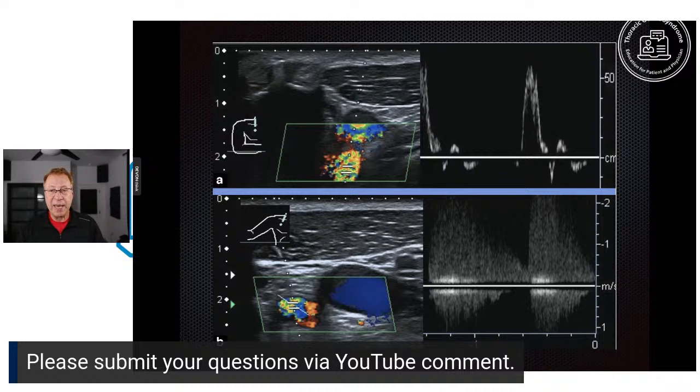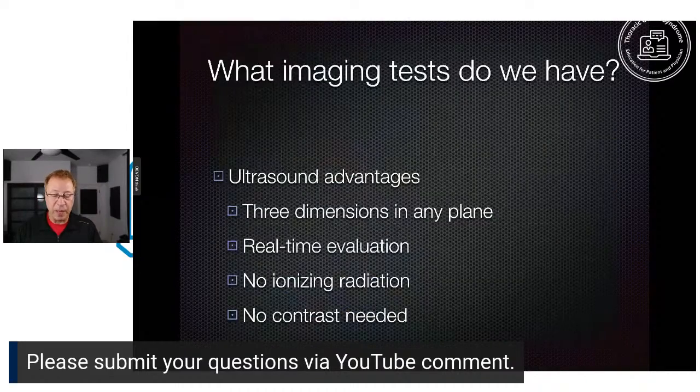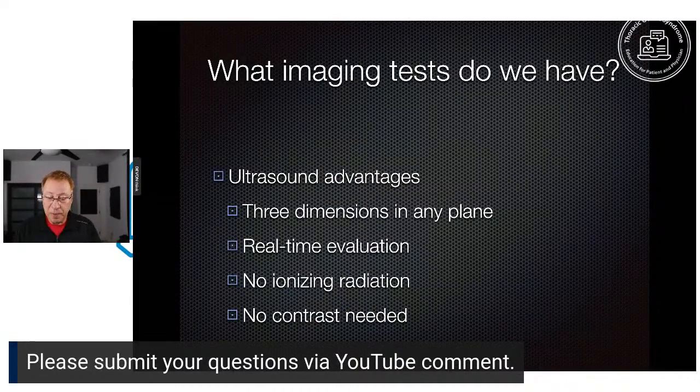But you know what? Most cases of TOS are neurogenic, and ultrasound cannot show you one of the most critical points where the brachial plexus is compressed. So, advantages. Definitely has advantages. Three dimensions, you can move to any plane you want. It's a real-time evaluation. You can watch things happening as you're performing the study. There is no ionizing radiation. It doesn't work on X-rays. That's great. You can do a test as long as you want, and the patient gets no radiation. And there's no contrast that's needed for examination of the thoracic outlet.